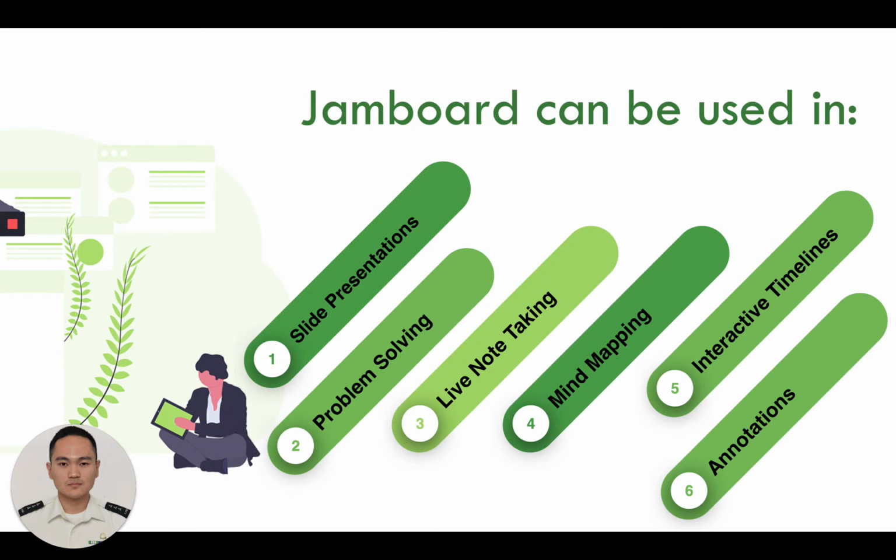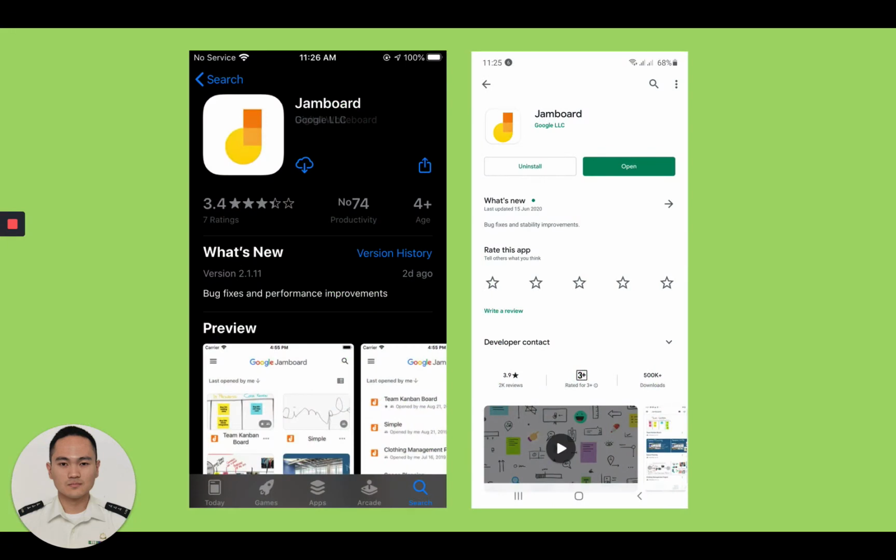Basically, Jamboard can be used in the following: slide presentations, problem solving, live note-taking, mind mapping, interactive timelines, and annotations. Jamboard can be found by searching in Google Play and the App Store, where you can download it on your tablets and smartphones. Just type Jamboard, and there you can find the logo and easily install it. And of course, in your Google browser, you can type Jamboard in the extension search and add it as an extension.